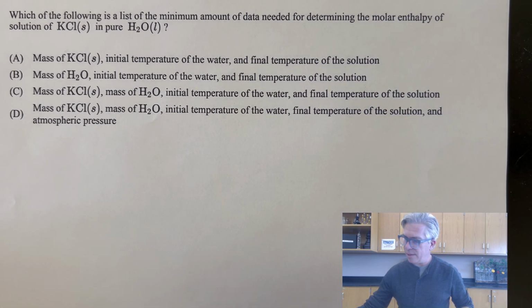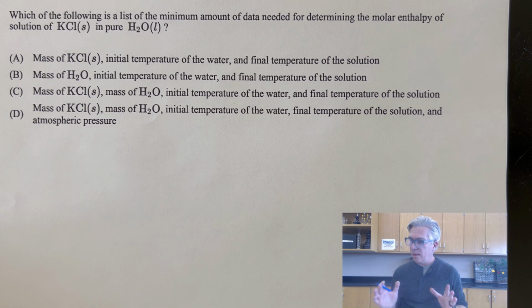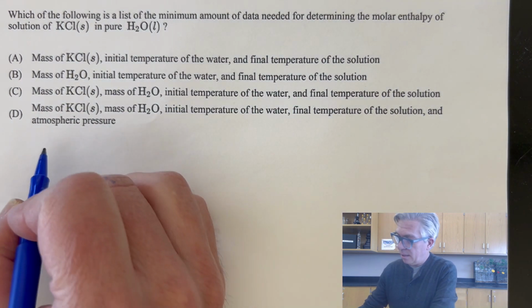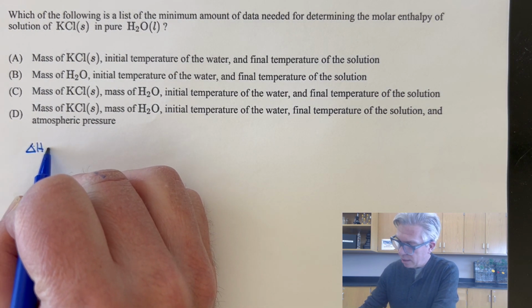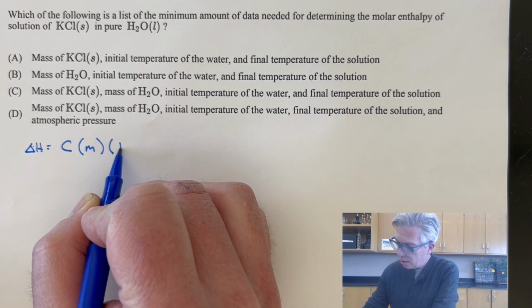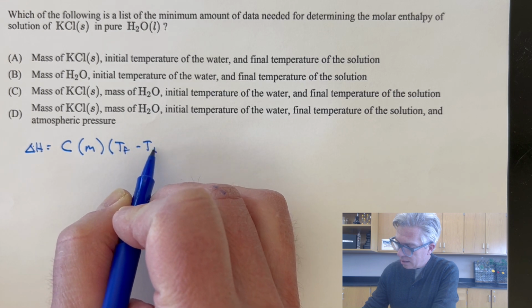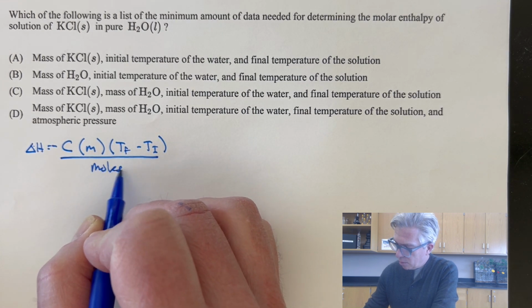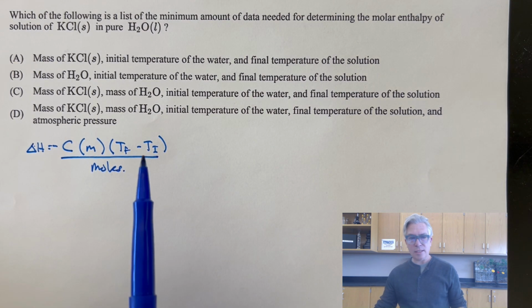Next one. Which of the following is a list of the minimum amount of data needed for determining the molar enthalpy of solution of KCl? Okay, they ask you questions like this, where you're not doing the calculation. They're just saying, if you've done this lab, you should know the items that you need. So again, if we're doing delta H, we need C, we need the mass of the solution, we need a T final and a T initial: C m delta T, over the number of moles. Okay, that's my general formula.